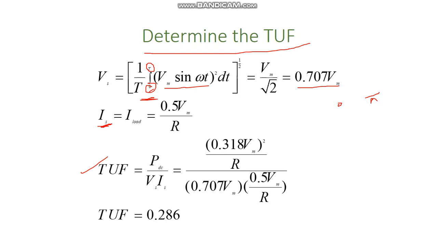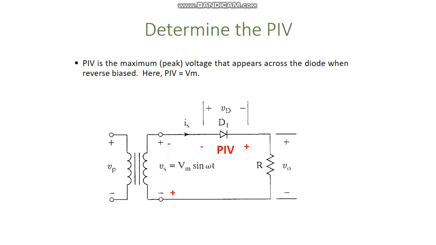So the formula for the total utilization factor is PDC over VS IS. Plugging in the values that we have previously calculated for PDC. Now we have VS as well, which is 0.707 VM, and IS as well. So using those values, we found out the value of TUF, which comes out to be 0.286.